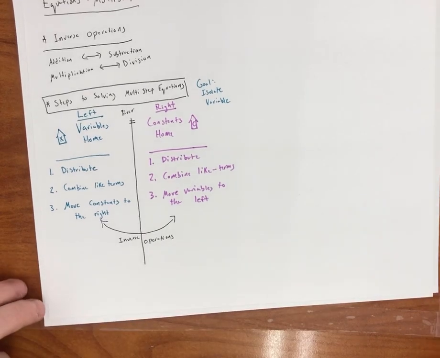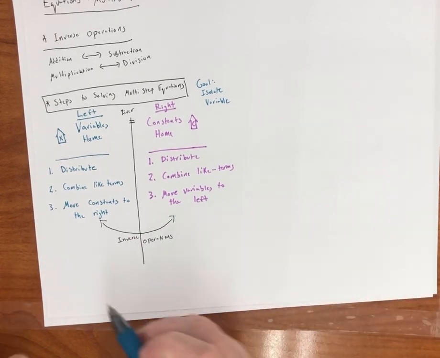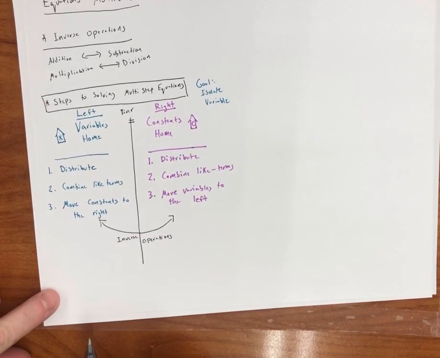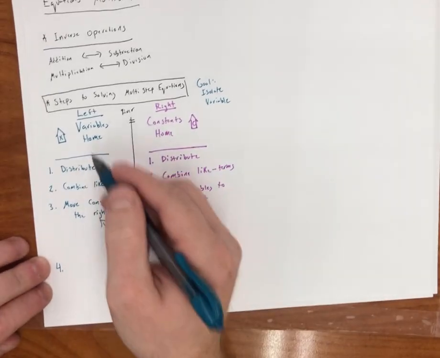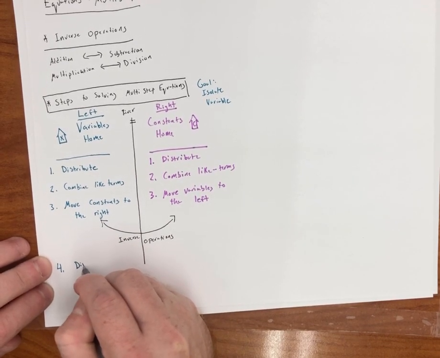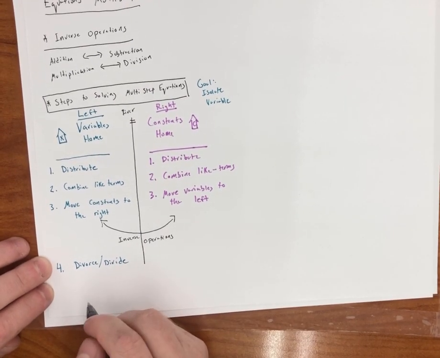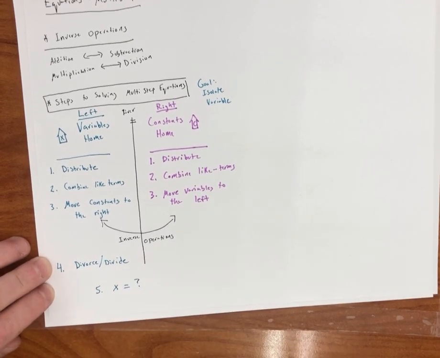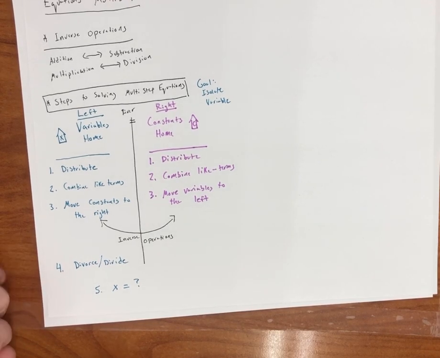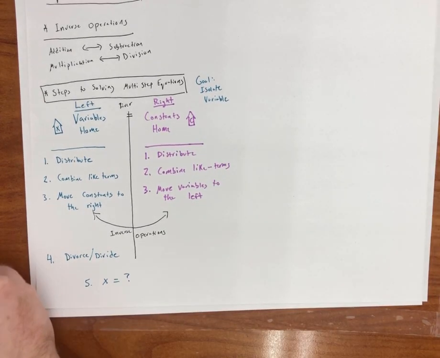Okay? So once we do that, we have moved our constants to the right and our variables to the left. Now the only thing that we need to focus on is getting the variable by itself, so isolating the variable, and we're going back to our goal. So our fourth step on our left side is going to be divorce, divide, remember. And then our last step would be what x equals. If we're divorcing and dividing, okay? So let's go ahead and try some practice problems.